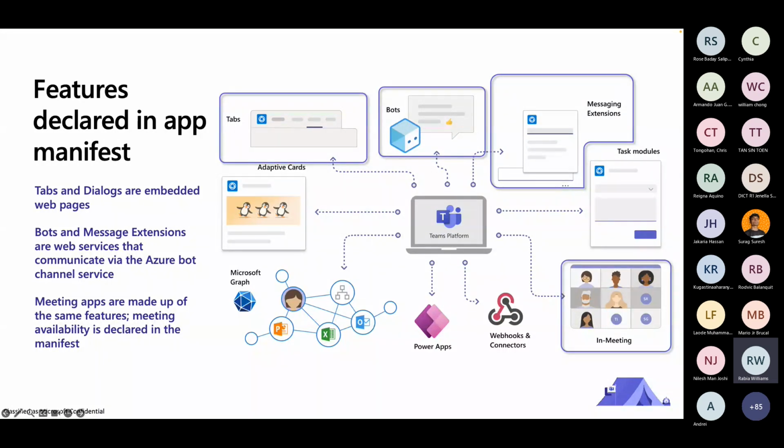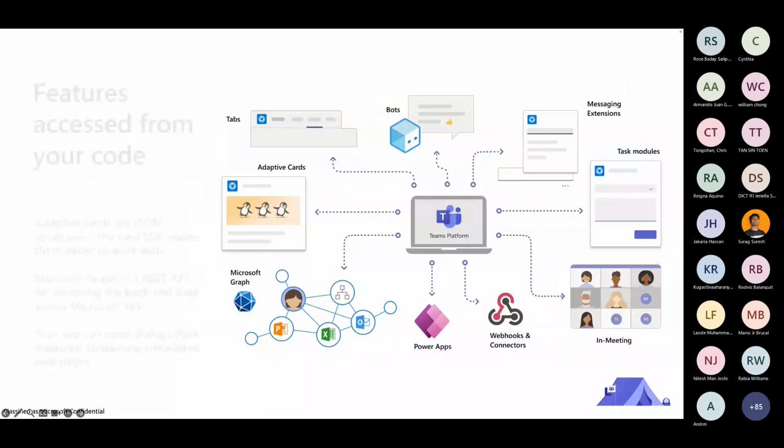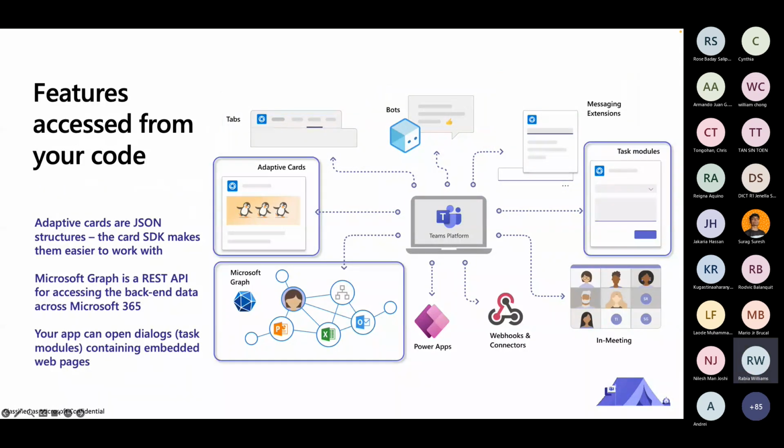And then there are some that are not declared. For example, adaptive cards, Microsoft Graph, task modules. These are not declared as something that's in the package, but they are in the code for your application. So if you want to add these into your application, you have to use SDKs and other helper packages in order to use these features. Cool. So these are all the basics.